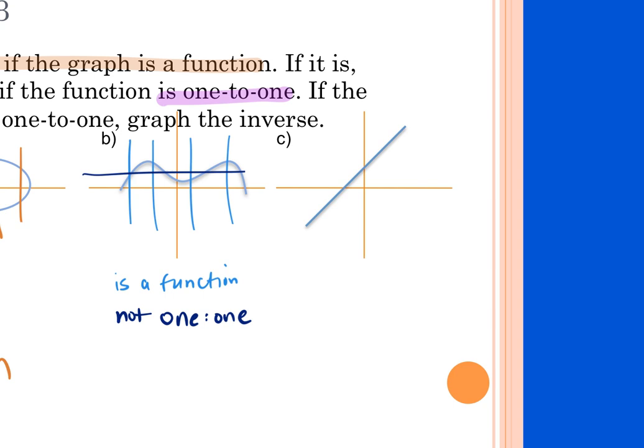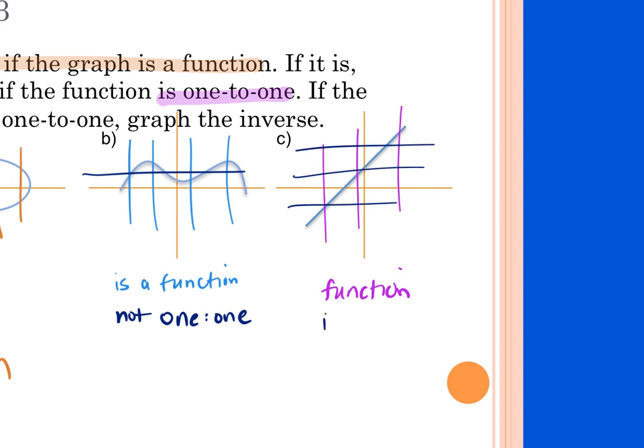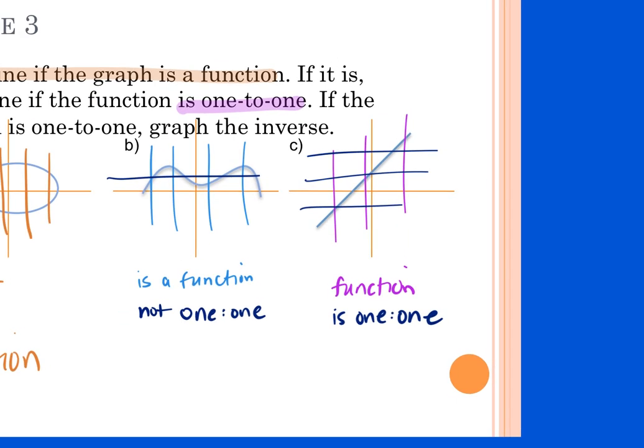Then you go to C. Does it pass the vertical line test? Yes, so it is a function. Does it pass the horizontal line test? Yes, so it is 1 to 1. And the last thing says, if it is 1 to 1, graph the inverse.